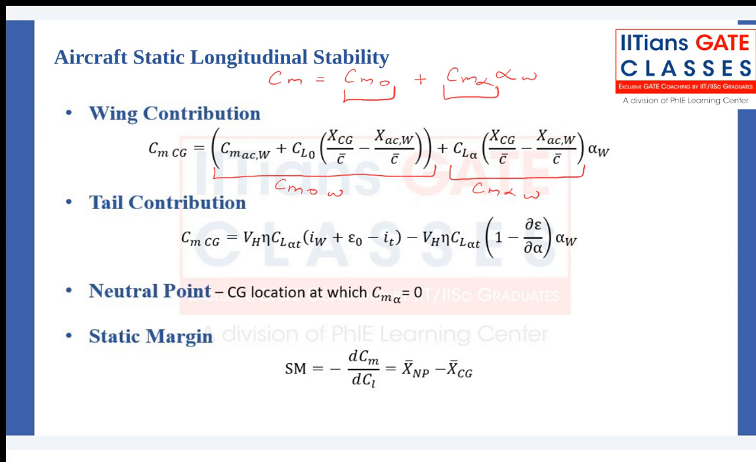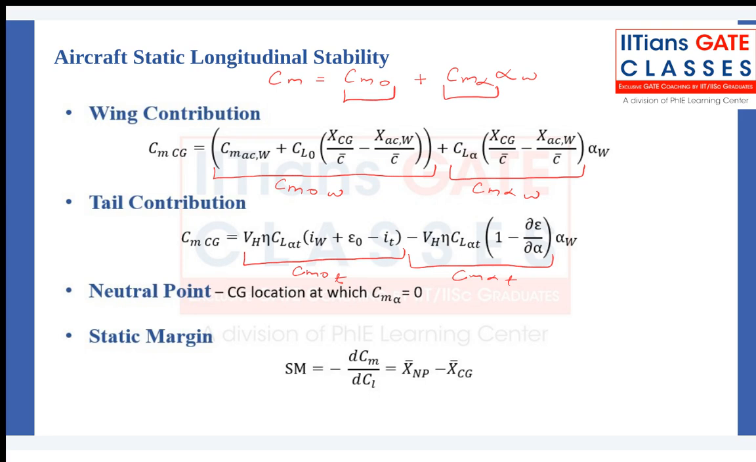All right. Similarly, now let's look at the tail. This term is the Cm naught contribution of the tail, and this term is the Cm alpha contribution of the tail. Now, when we analyze stability, we only look at the Cm alpha terms. So what needs to happen is that Cm alpha of the wing plus Cm alpha of the tail should be negative for your aircraft to be statically longitudinally stable. Is this clear? So the combined Cm alpha must be negative.